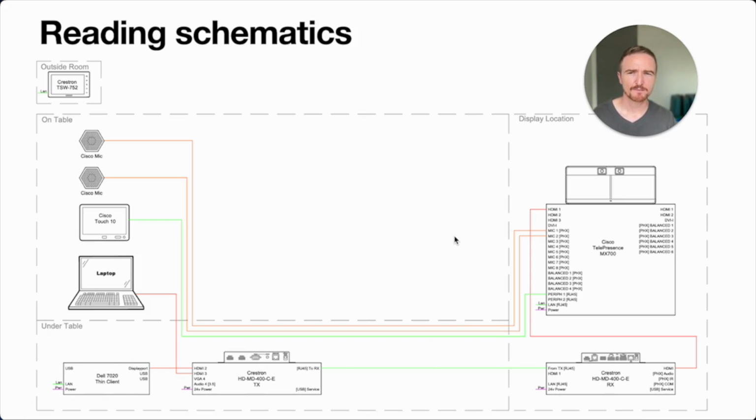Very simple drawing, but hopefully that gives you an idea of what we're doing when we're reading it. So we can see the makes and the models. We have a signal flow generally from left to right, and then we can see the areas to give us an idea of where the equipment is inside of the room.